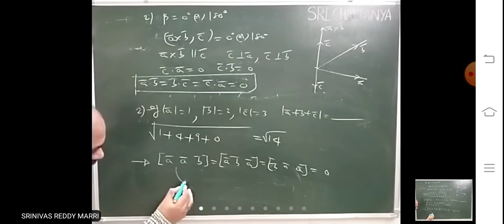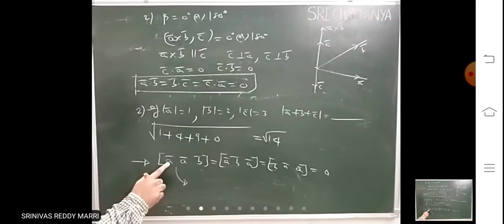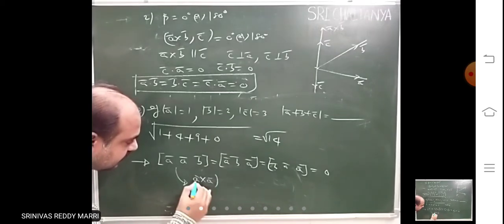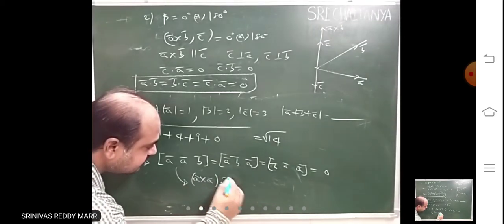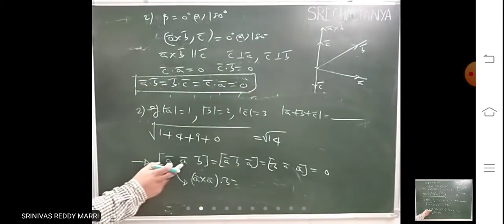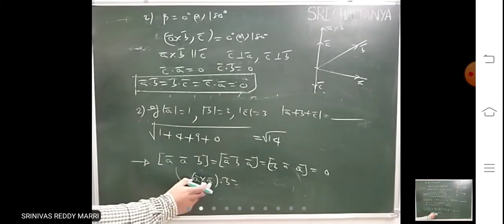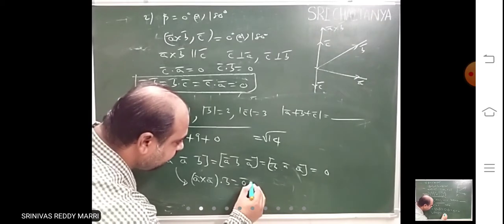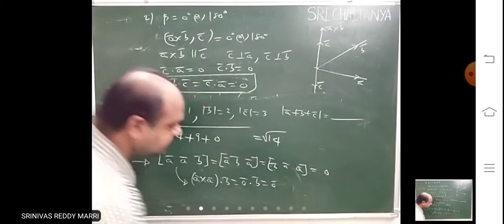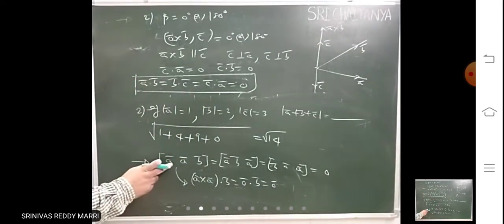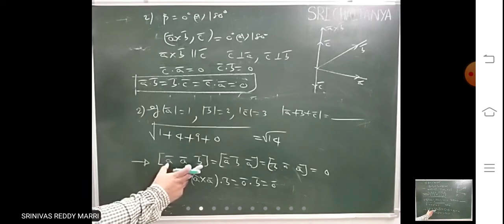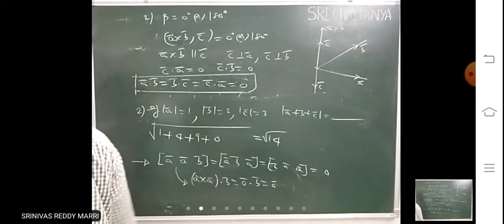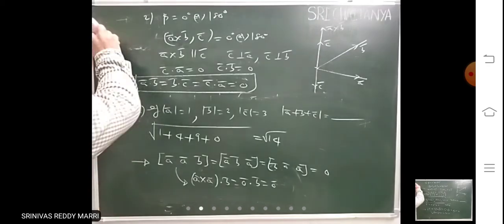Suppose take this one. What is the definition? The box of A bar, B bar, C bar is A bar cross B bar dot C bar. This is the definition: the first two vectors cross, dot the third vector. That means this is 0 bar dot C bar, that means 0. That means if in the box, any two vectors are identical, then the scalar triple product will be 0.